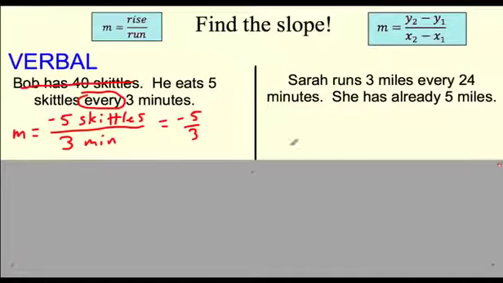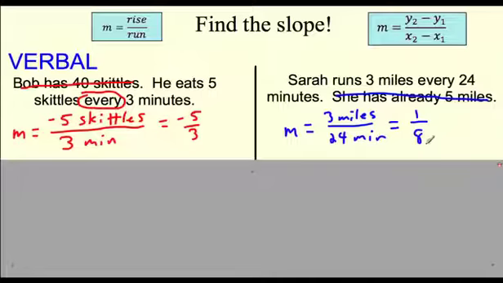Awesome. Pause it, try to read the next little situation here and see if you can do the slope of that one. All right, hopefully you came up with 3 miles every 24 minutes. Again, the fact that she ran 5 miles already doesn't really matter for us. We're looking for the change, 3 miles every 24 minutes, or you could say 1 mile every 8 minutes. That would be great to reduce that. So there's your rate of change.